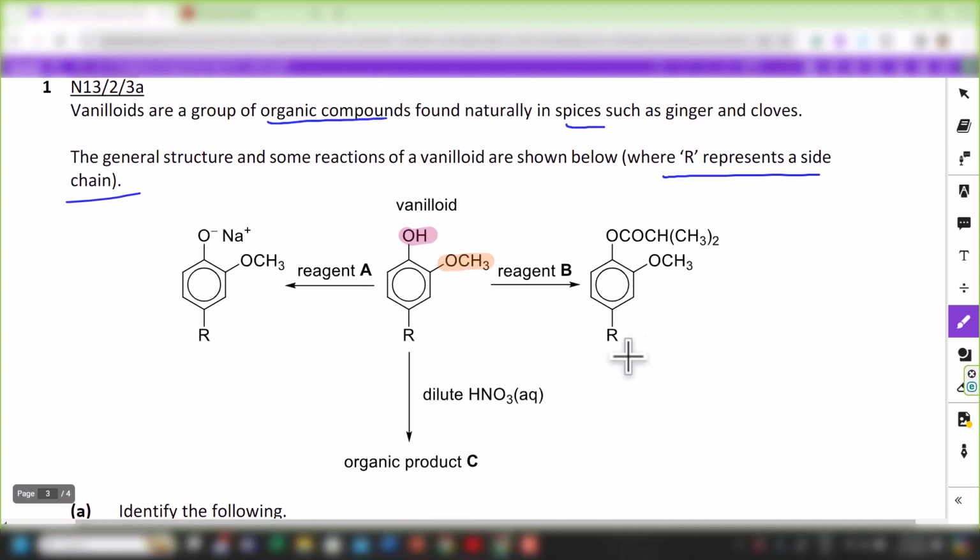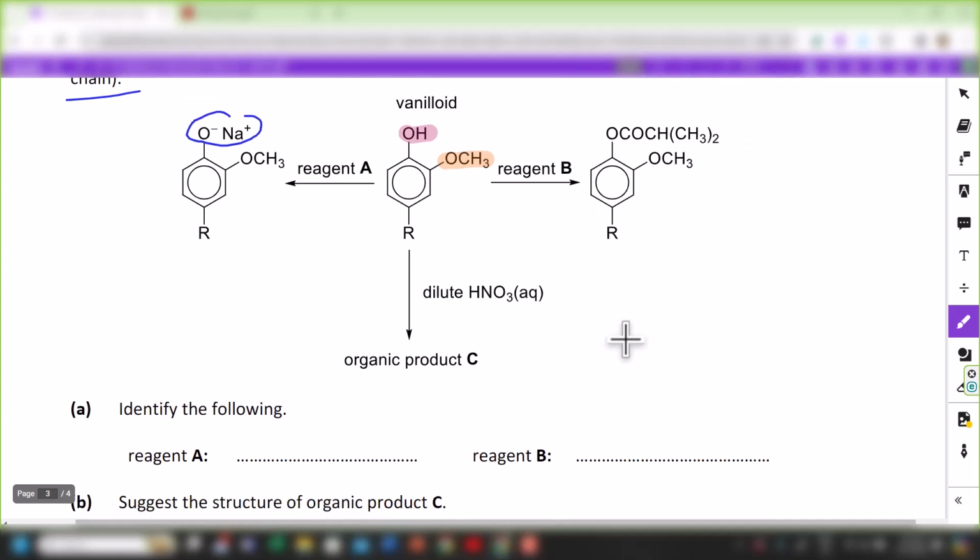So if you take a look at reagent A, we don't know what it is, but you know that it involves deprotonation of the phenolic OH. Okay, so in that case, my reagent A can simply be sodium hydroxide, because you know that phenol is acidic enough to be deprotonated by sodium hydroxide.